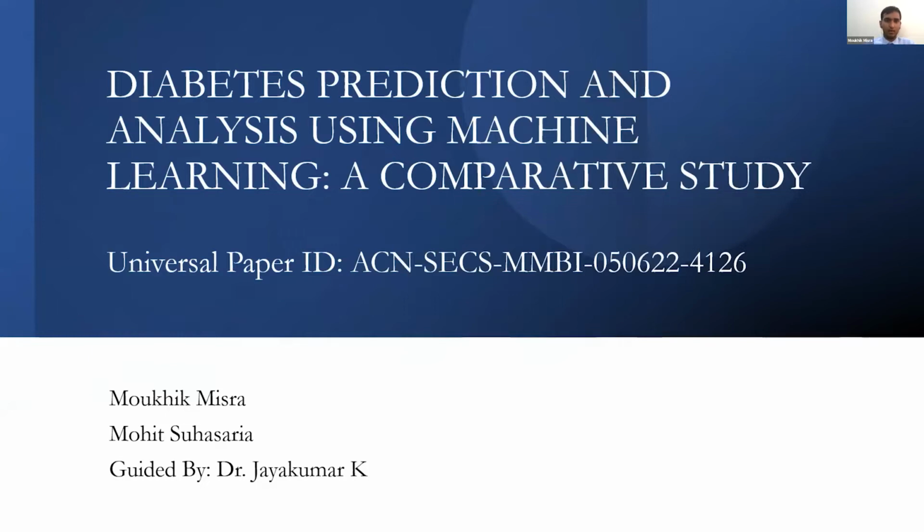My paper title is Diabetes Prediction and Analysis Using Machine Learning, a Comparative Study. The co-authors are Mohit Sosaria and Professor Jayakumar K., and I'm a third-year BTech student at VIT Vellore. So we'll just go on.